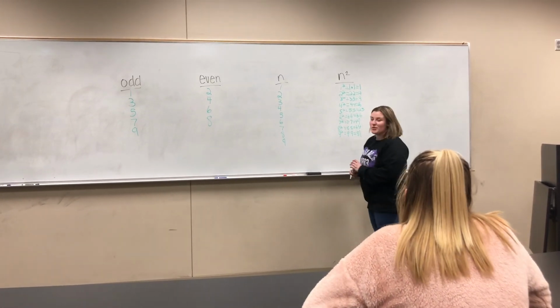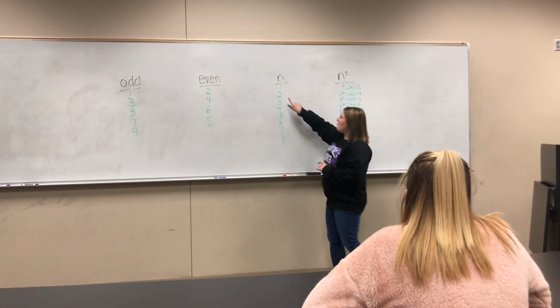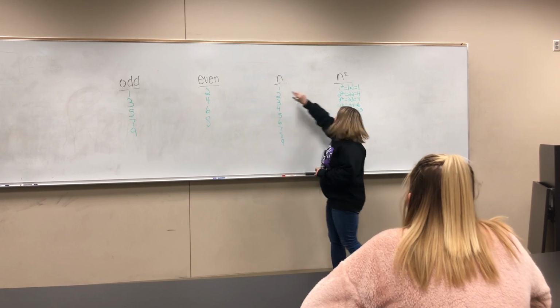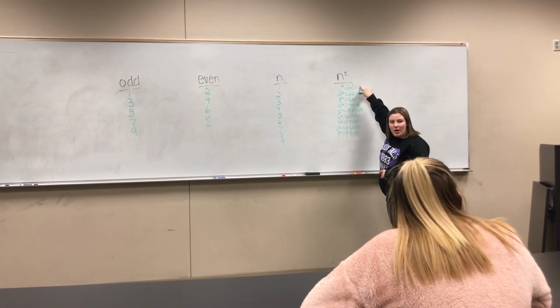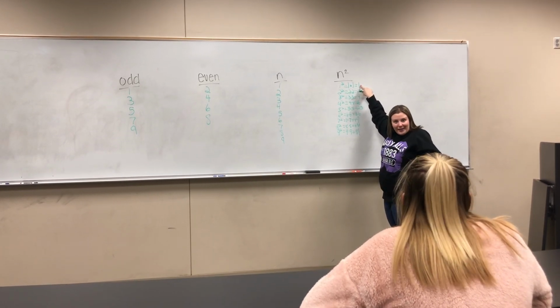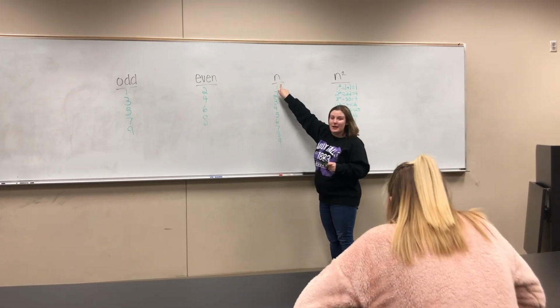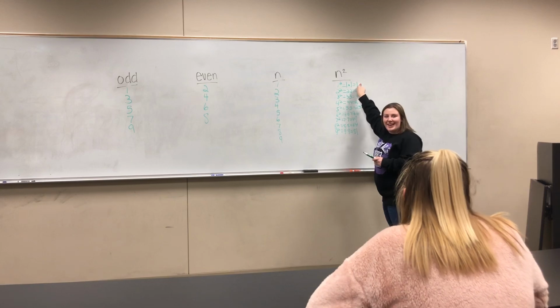Good. Awesome. So now I want you to look at something. What kind of number do we know this is? That's an odd number. And what do we know this number is? Odd. So if n is an odd number, then n squared is an odd number.